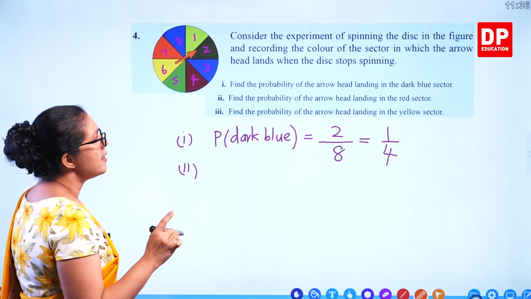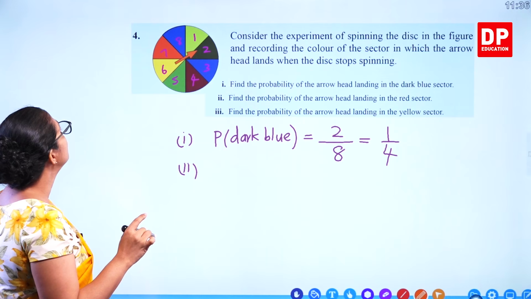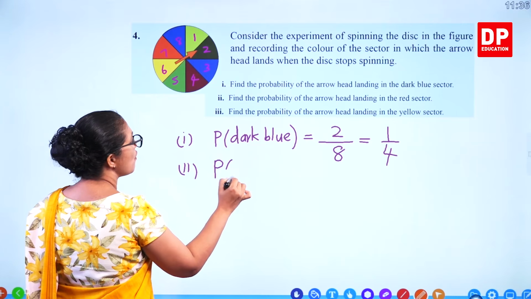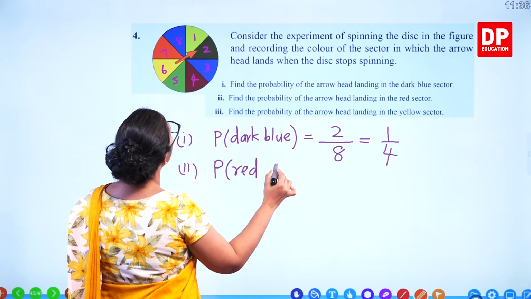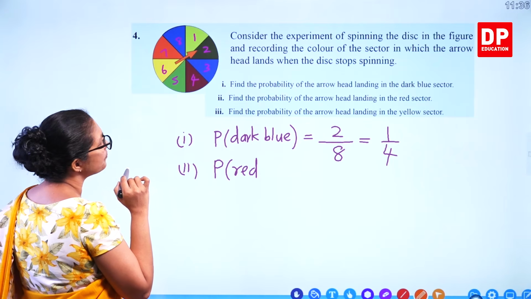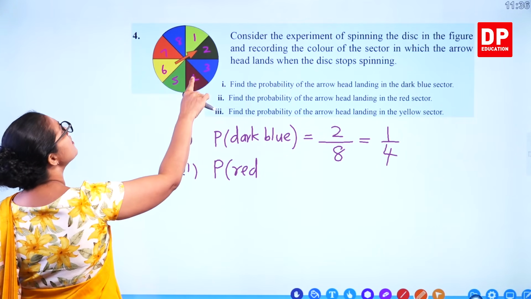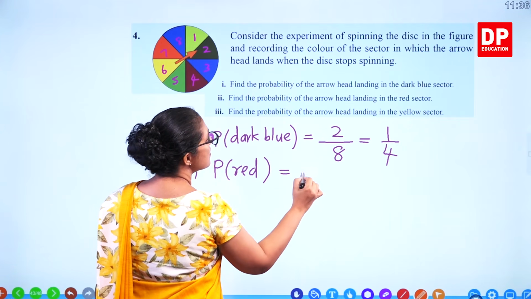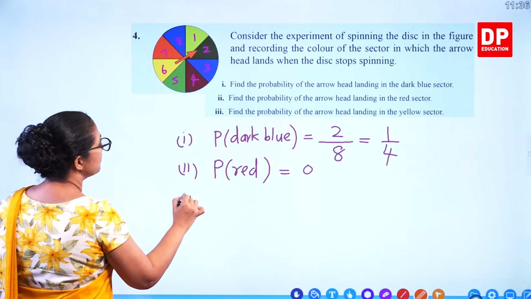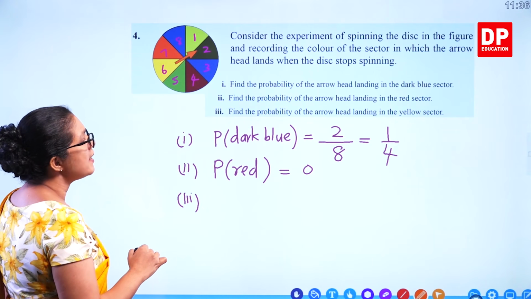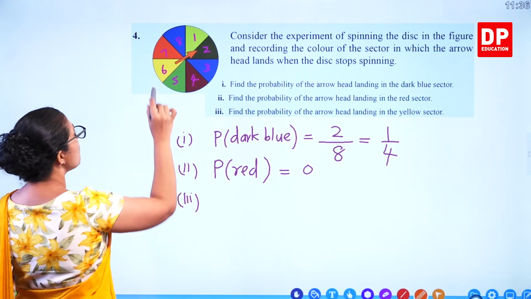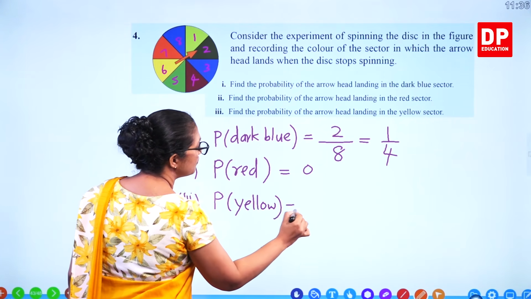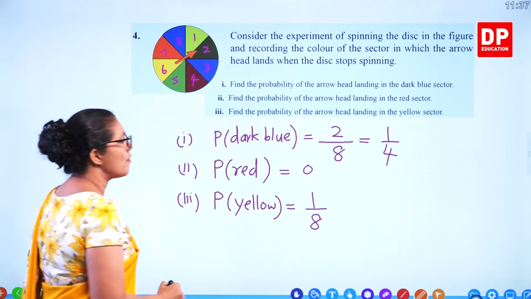Find the probability of the arrowhead landing in the red sector. Do we get a red color? So no possibility. So the probability of getting red color is 0. We can't take this one as red. This is like brown. So red is 0 possibility. Find the probability of the arrowhead landing in the yellow sector. So there's 1 possibility out of 8.